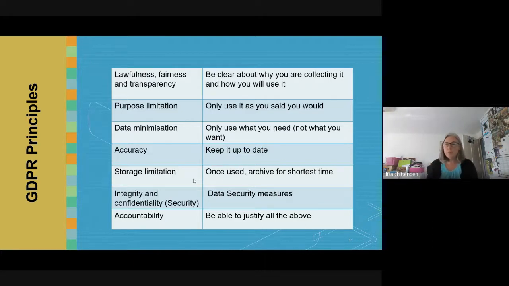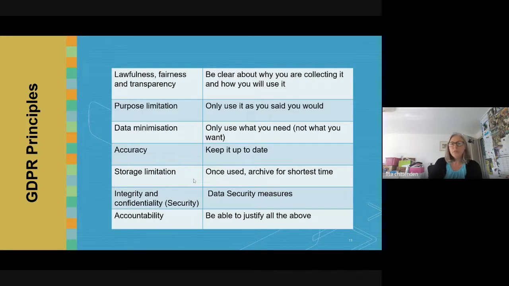Accuracy, you need to keep it up to date. That's about database management, making sure that it's accurate. Storage limitation, you should only keep it for as long as you need it. And that matters when you're deciding how big your marketable file is. In your industry, how long is a past customer considered a past customer? Is it 2 years? Probably isn't 10 years. What's that distinction?